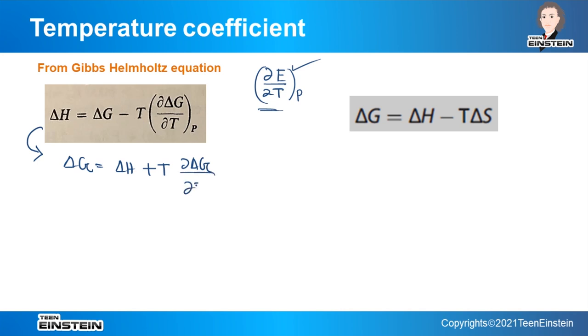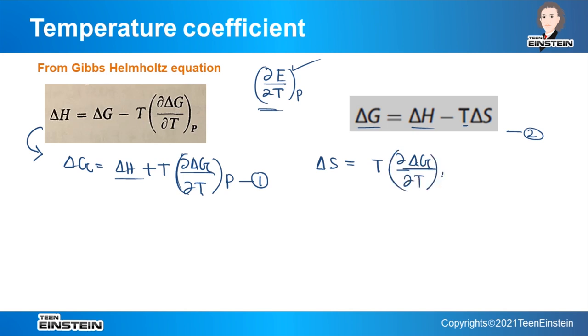So from this equation, we can also write it as del G equal to del H plus T del G by del T at constant pressure. Suppose this is equation 1 and this is equation 2. Now compare these two equations. In both cases we have del G, then del H, then minus T into del S, and here we have plus T into this total term. So comparing these two, we can write that del S is equal to minus del G by del T at constant pressure.